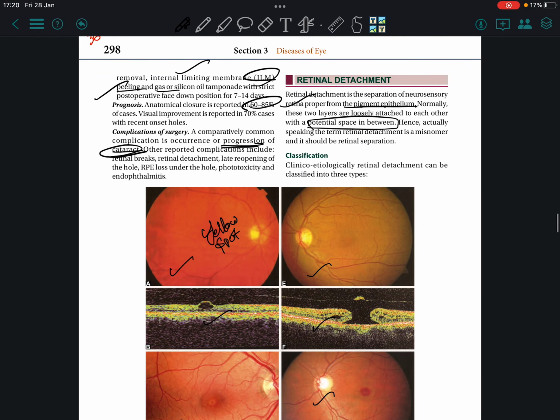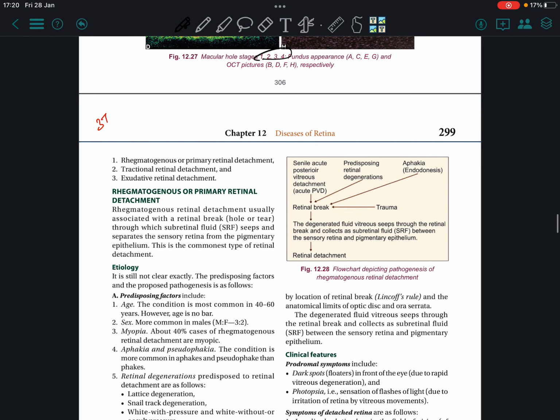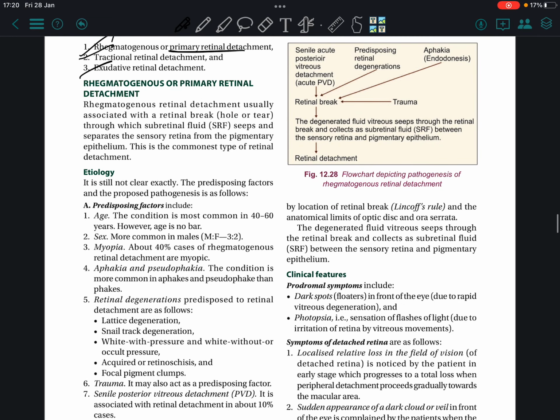The classification of retinal detachment is rhegmatogenous or primary retinal detachment, tractional retinal detachment, and exudative retinal detachment. Etiology: rhegmatogenous primary retinal detachment is associated with a retinal break, a hole through which subretinal fluid seeps and separates the sensory retina from the pigment epithelium.